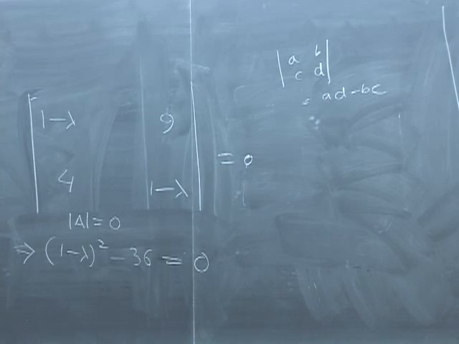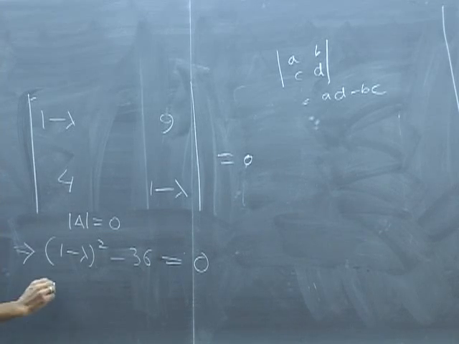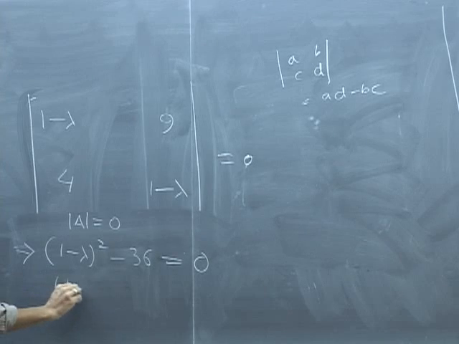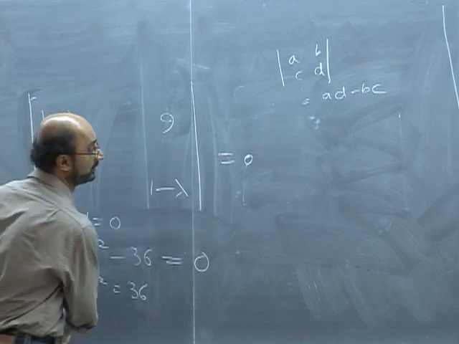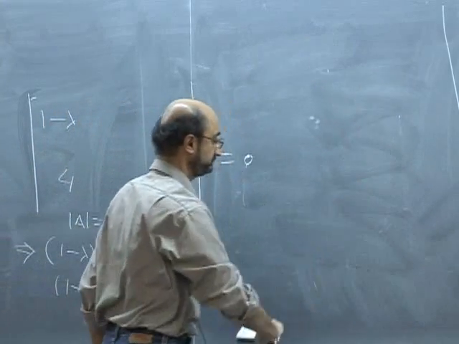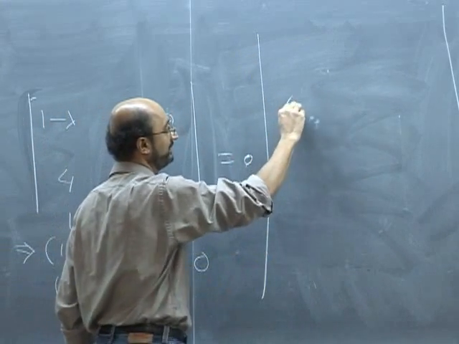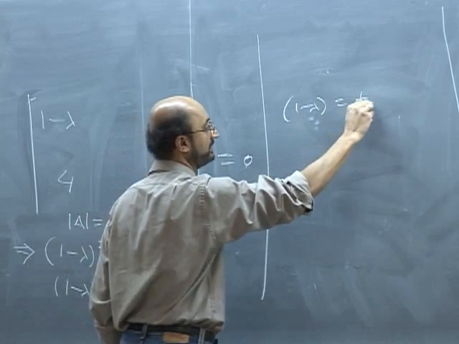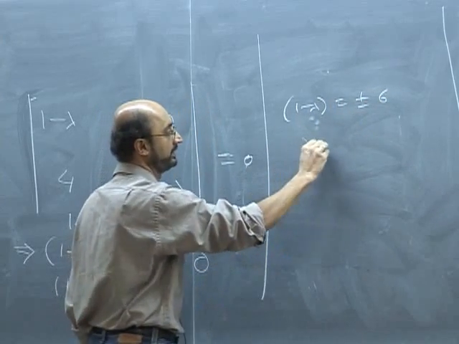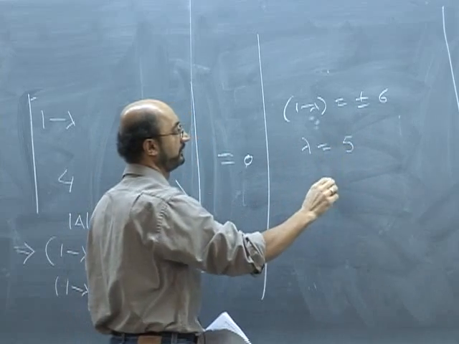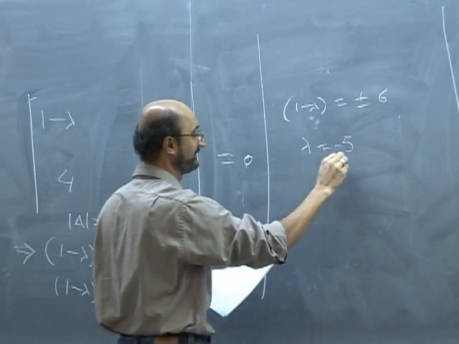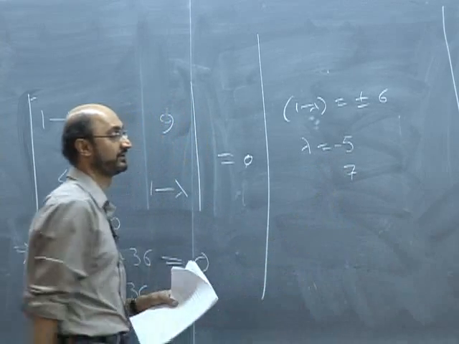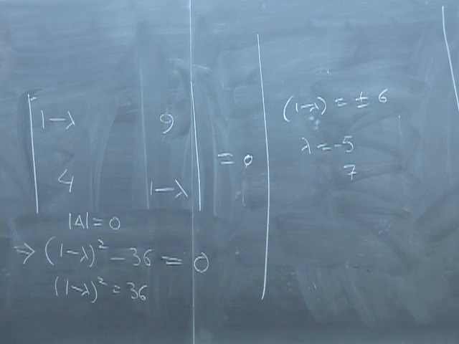And I chose these numbers carefully so that I don't have to do much work. And so we get (1 minus lambda) squared equals 36. So 1 minus lambda equals plus or minus 6. And so lambda equals either 5, what is it? Okay, let me do this. Minus 5 or 7. So there are two values of lambda that I got out of here.